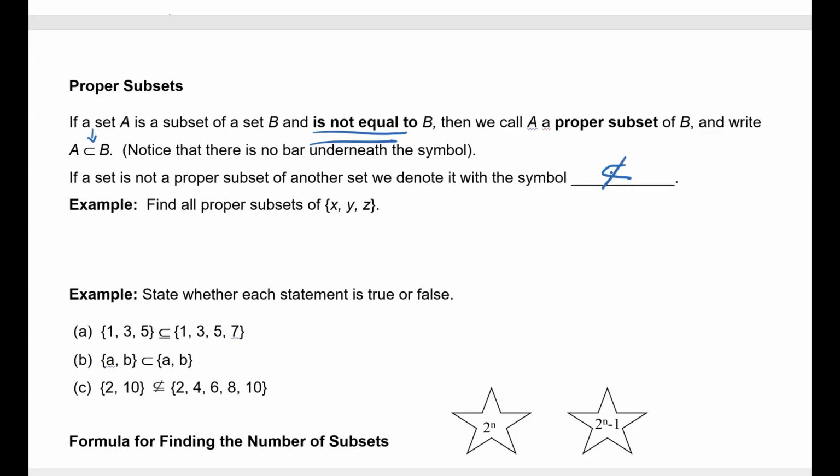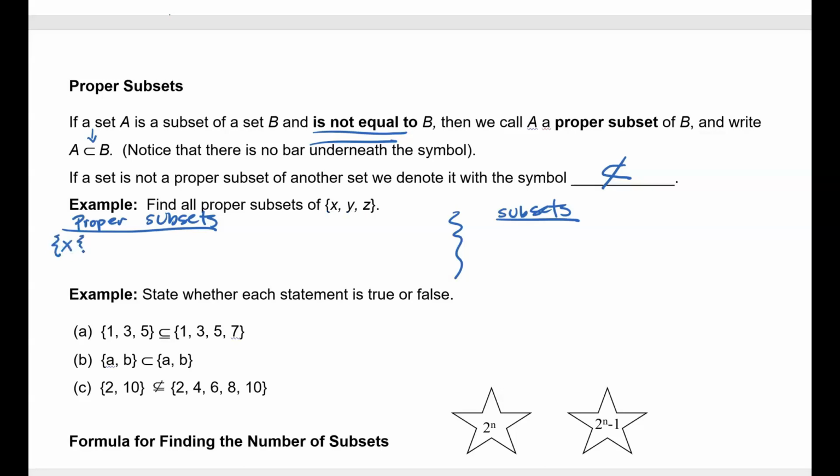I know this next one says find all the proper subsets, but I'm actually going to do both. I'm going to do proper subsets over here, and then I'm going to do subsets on the right so that you can see what they would look like next to each other, so you can see the difference. So all proper subsets of x, y, z, you list out all the subsets.